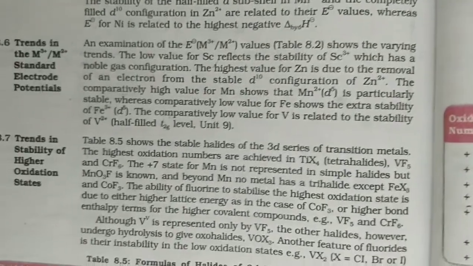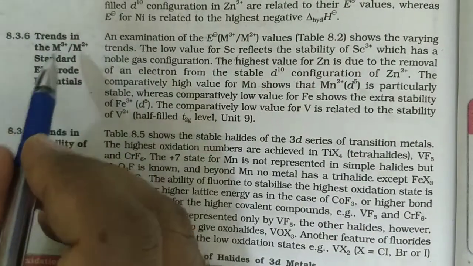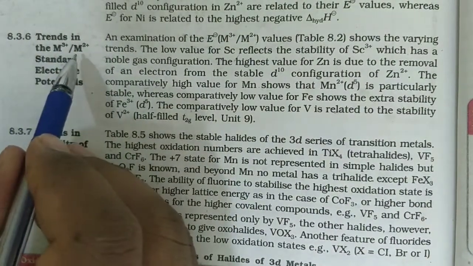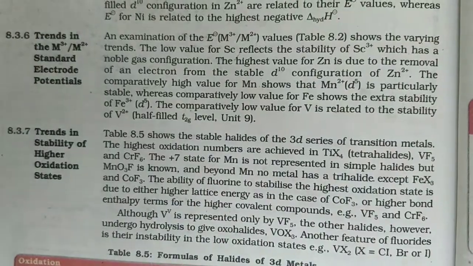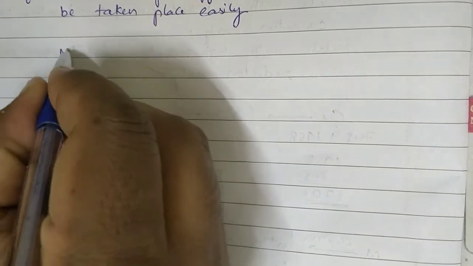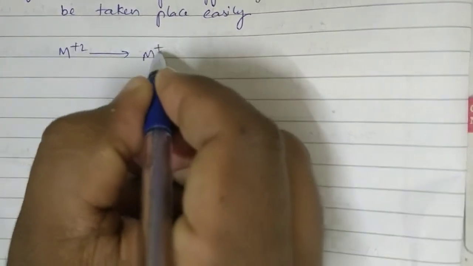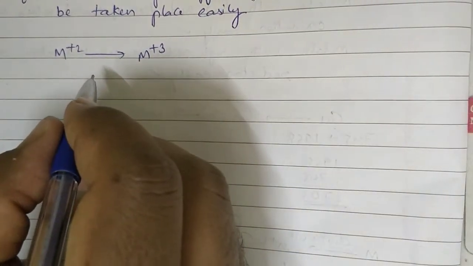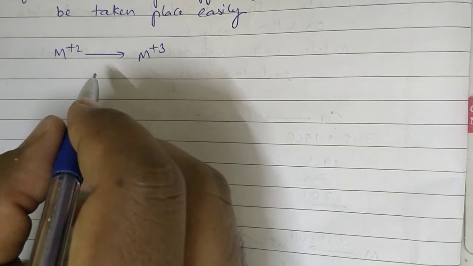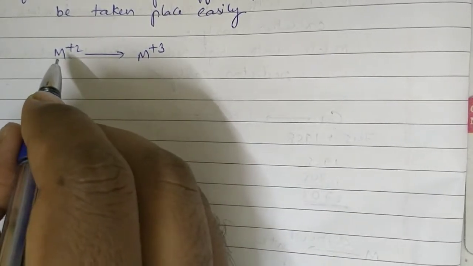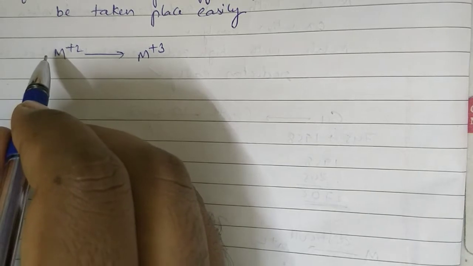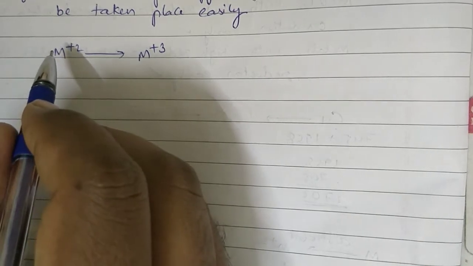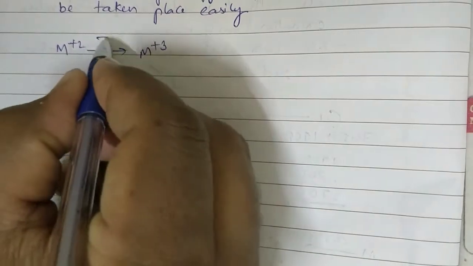Okay, now coming to next, 8.3.6: Trends in the M+3 to M+2. Previously we converted metal to M+2. Now we want to see M+2 to M+3. Its conversion depends on the third ionization potential value, because the amount of energy required to remove one electron from a dipositive ion is called the third ionization potential, IE3. Here this is depending on IE3.